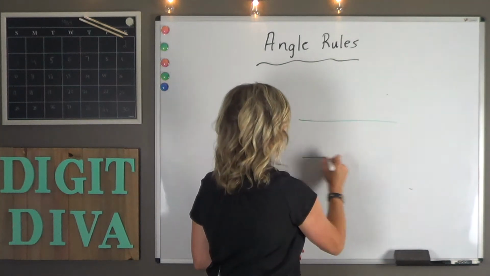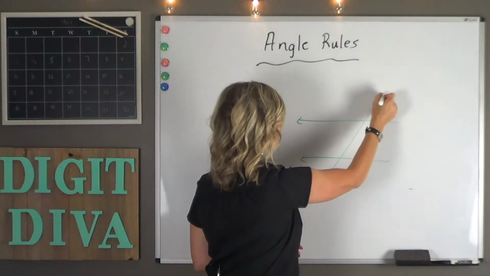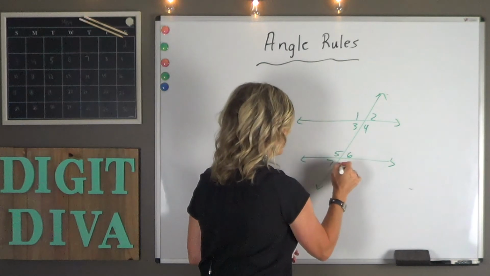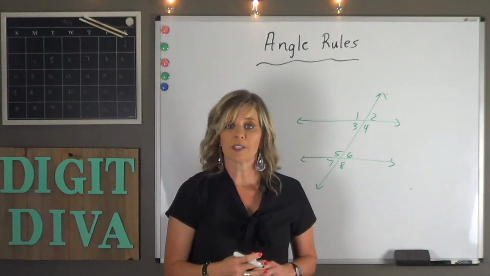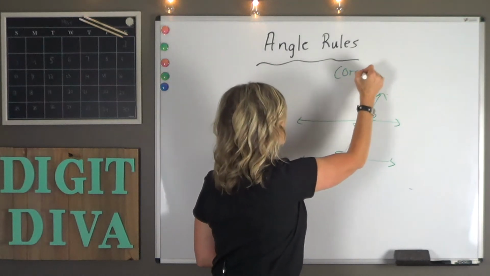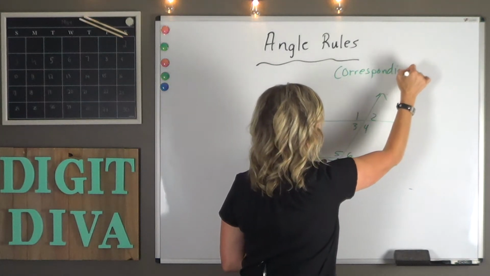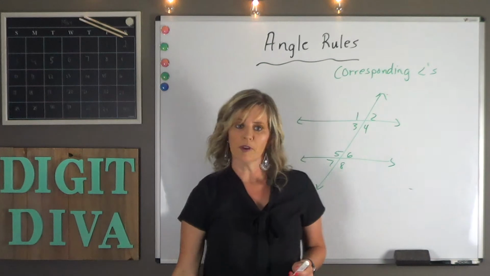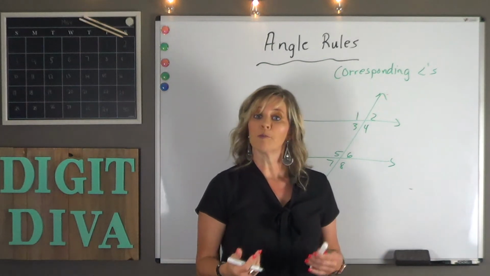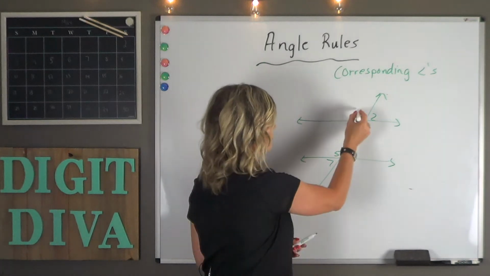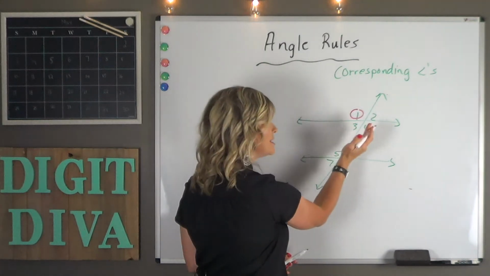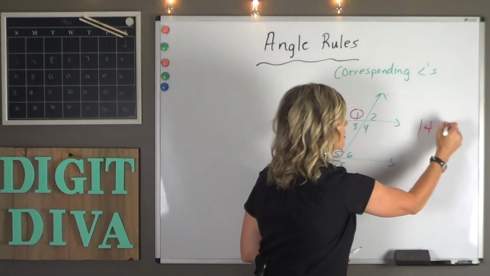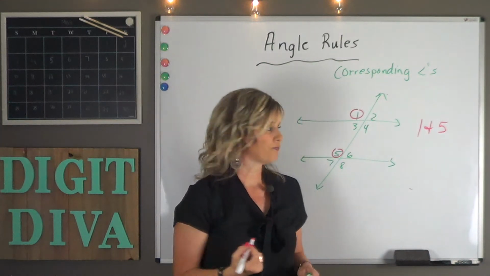So we have two parallel lines cut by a transversal. I've got 8 angles. Let's talk about corresponding angles. Corresponding angles are in the same relative location. So corresponding angles are either both on top of the line or both beneath the line. So 1 is on top of the parallel line and on the same side of the transversal, and so is 5. So 1 and 5 would be my corresponding angles.